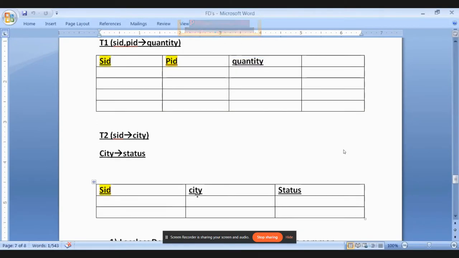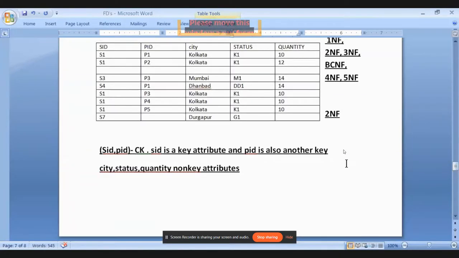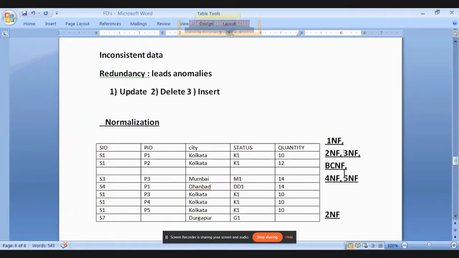Okay, next. So we found that T1 is in 2NF, T2 is also in 2NF. Hence, the table has been converted to a higher normal form and these are the decomposed tables. Clear? Now let me add the data here. Why did I convert it into 2NF? Let me add that S1 supplies the product P1 with quantity 10.